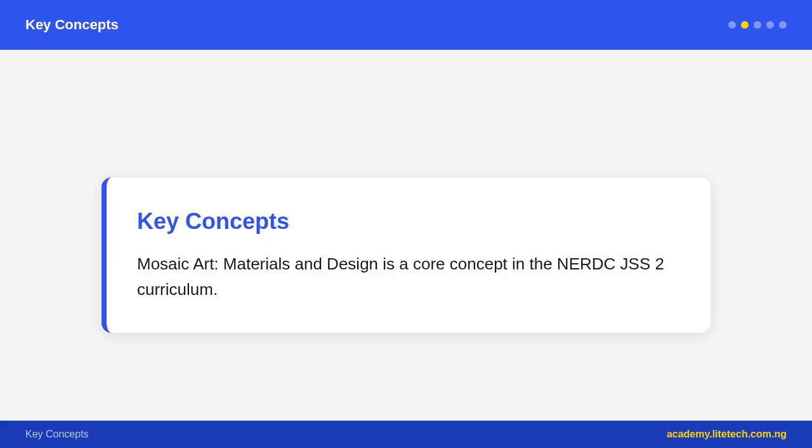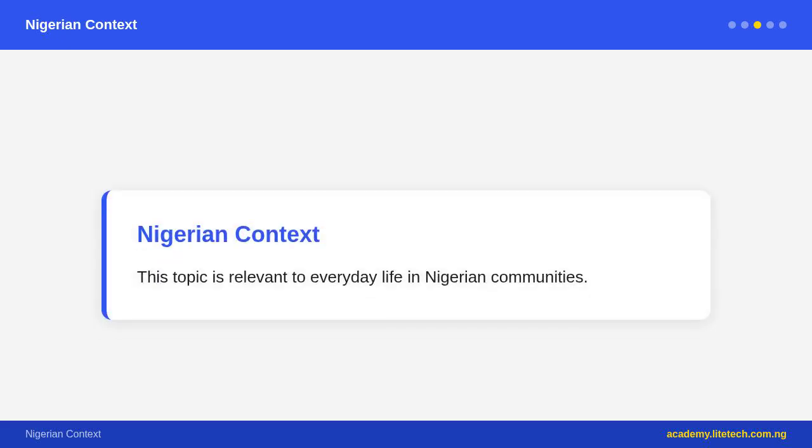Many Nok pieces have been looted and are now in private collections and international museums without proper documentation, a major issue of cultural heritage protection.